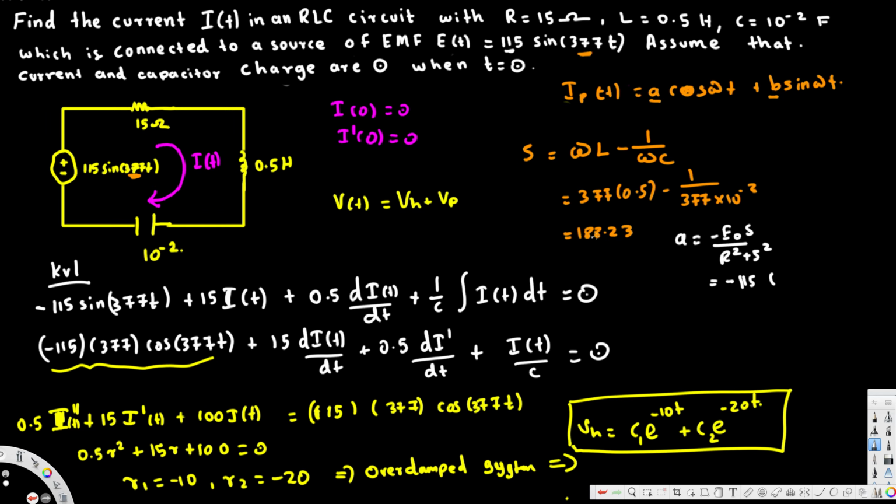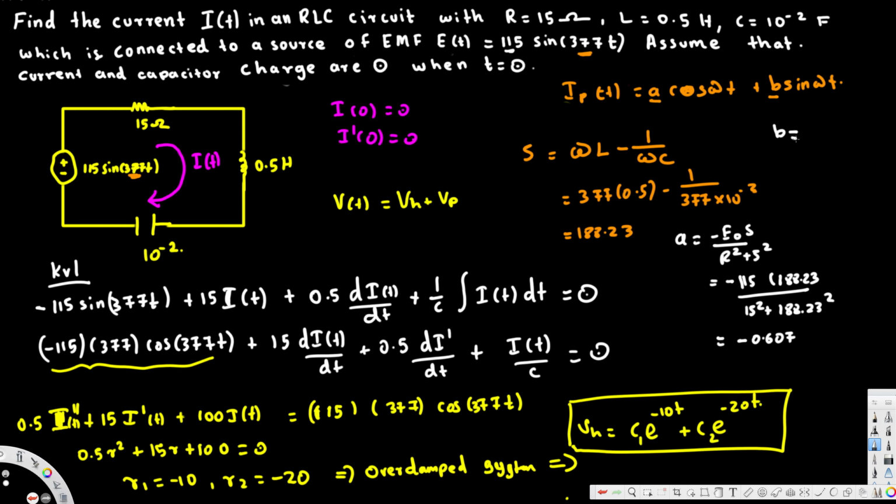So 115 multiplied by this S, that is the reactance, 188.23, divided by R square, that's the resistance square. That's going to be 15 square plus S square, the reactance square, 188.23 square, and if you calculate this one, you're going to get negative 0.607. So this is our A value.